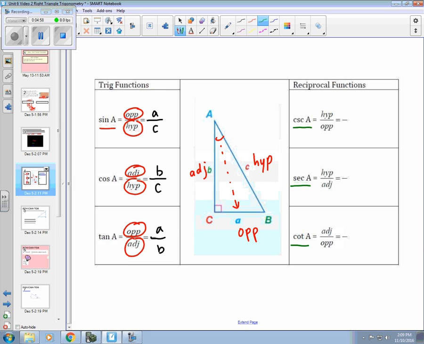Sine is opposite over hypotenuse. Cosecant's hypotenuse over opposite. So it's just the reciprocal of these two, flipped around from the one across from it. Secant is the reciprocal of cosine. Cotangent is the reciprocal of tangent. So you just do the reciprocal to find those new ones.